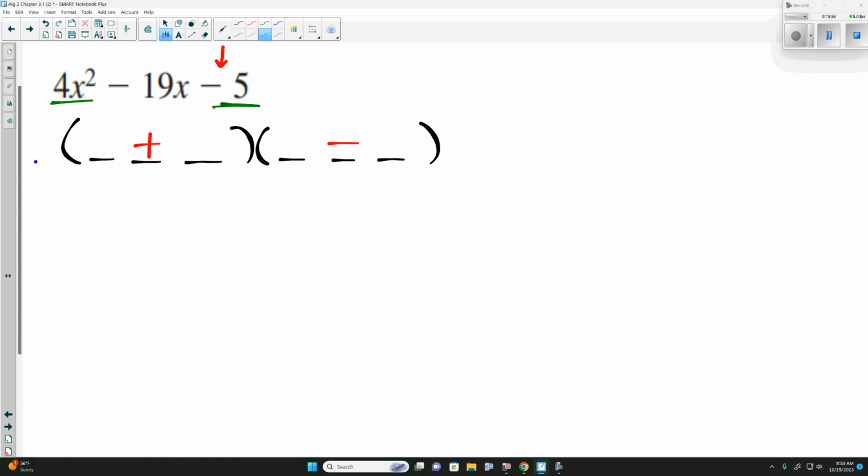Factors of the first and third term. Well, factors of 4x squared. We do have x and x, and as it was stated earlier, 2 and 2. Got the factors of 4. Which one do we want to try first? 2 and 2. Factors of 5 are 1 and 5.